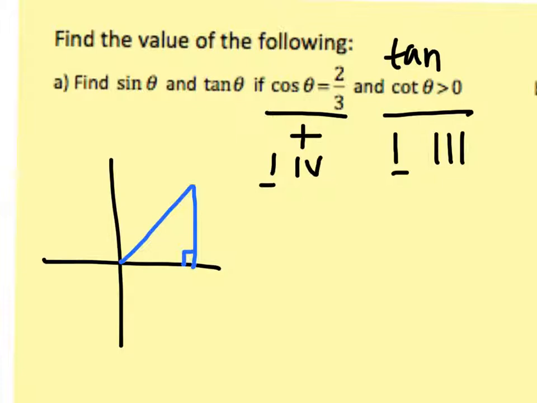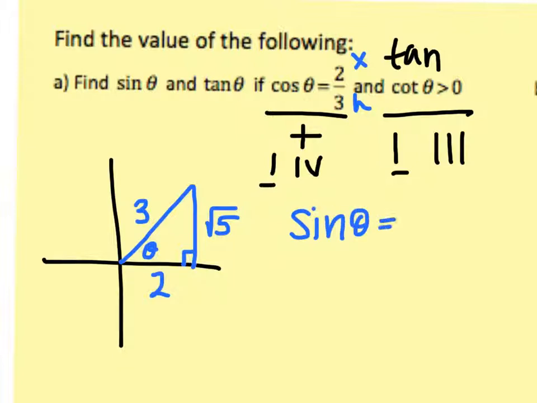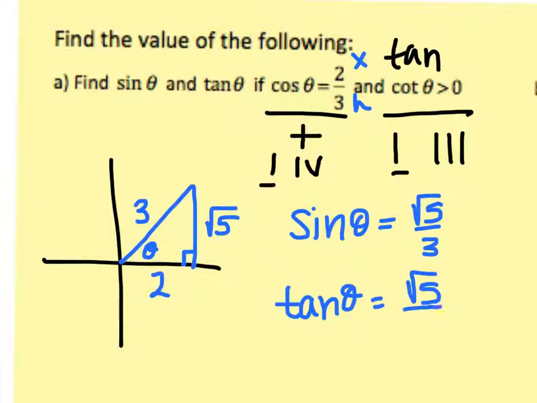Alright, so now I have my triangle always drawn to the x-axis, and cosine I know is x over h. So here's 2 and 3. And then I would do the Pythagorean theorem to find out the rest. And this is going to be the square root of 5. Okay, so now I'm just going to find sine of that angle. So sine of theta is y over h. So the square root of 5 over 3. And then tangent is y over x. So root 5 over 2.